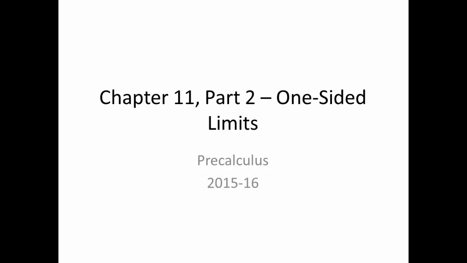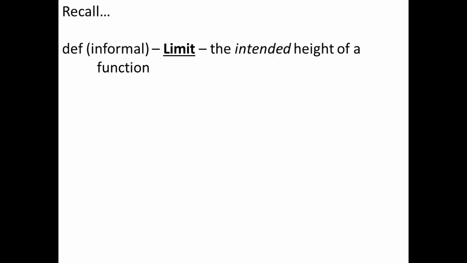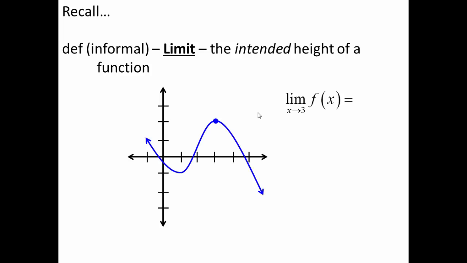Chapter 11, Part 2, One-Sided Limits. Recall from the last lesson that we established our informal definition of a limit to be the intended height of a function. The actual height of a function is just known as the function value, whereas the intended height of the function is referred to as the limit.